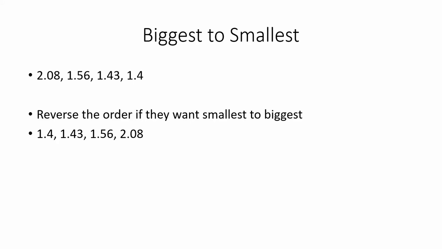It's really important to read the question and know what they're asking us to do. If they ask for smallest to biggest, it's okay. Then make sure you just switch the order. Smallest to biggest is 1.4, 1.43, 1.56, and 2.08.